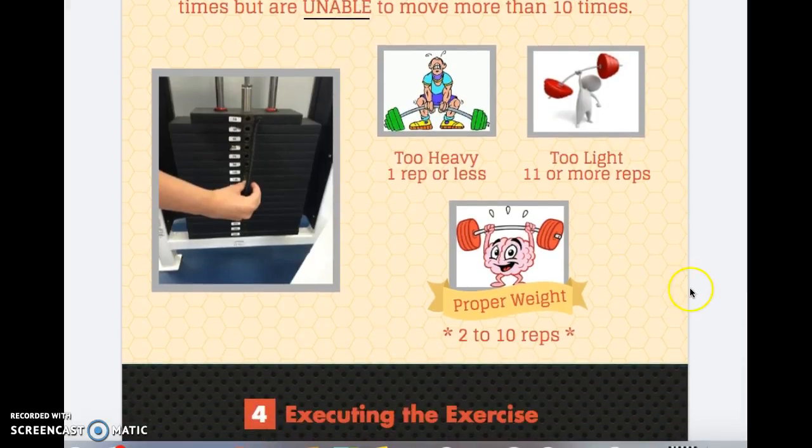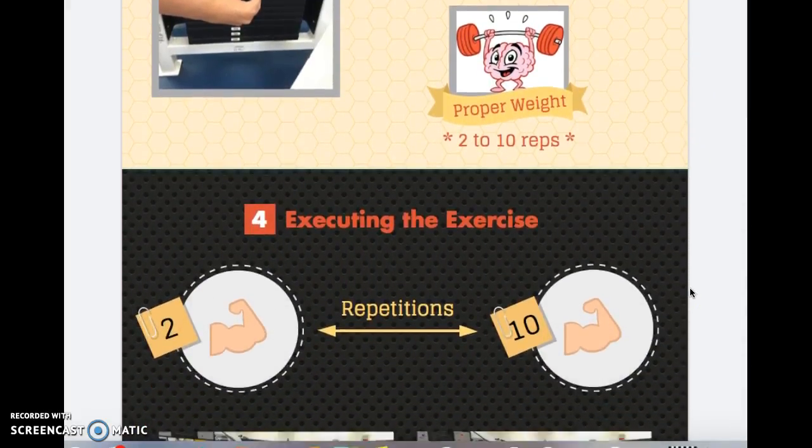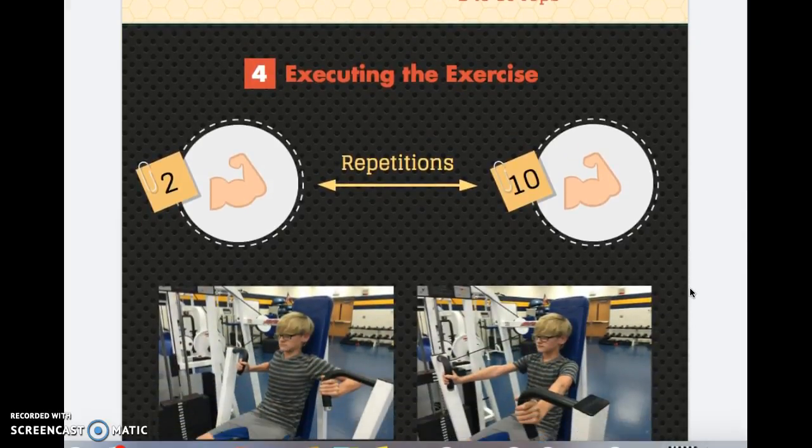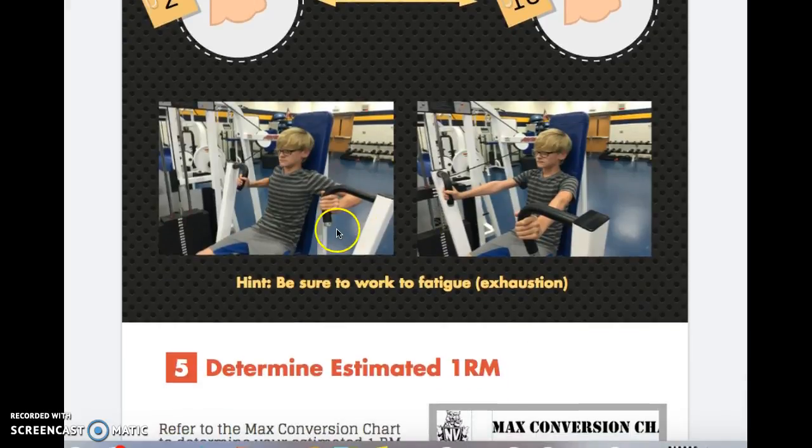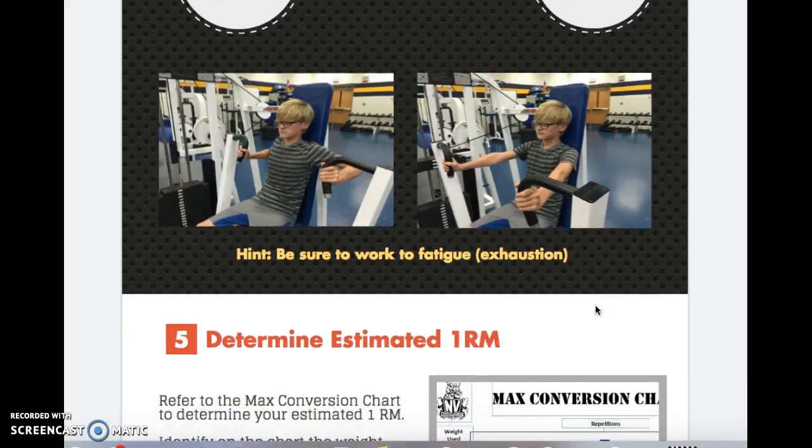As we go through this, I used graphics to illustrate the estimated one repetition max sequence, where they would have to do 2 repetitions to 10 repetitions to find the correct amount of weight they'd be using. I used the arrow to depict that they'd be in between these 2 numbers. I used pictures to show full range of motion, start to finish, and making sure that they work through the whole process and work to fatigue.